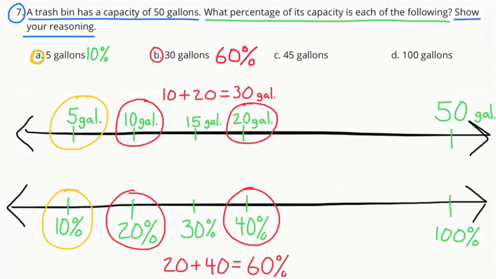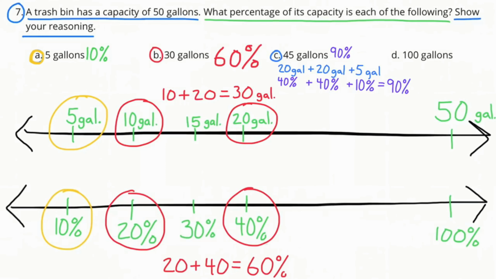B, 30 gallons. I doubled the 5 gallons to get 10 gallons, which means I needed to double the 10%, and that gave me 20%. I doubled the 10 gallons to get 20 gallons, and then I doubled the 20% to get 40%. So to represent 30 gallons, I can add 10 gallons plus 20 gallons. That gives me 30 gallons. And the 20% that represents the 10 gallons is added to 40% that represents the 20 gallons. So 20% plus 40% equals 60%. So 30 gallons is 60% capacity of the 50-gallon trash bin.